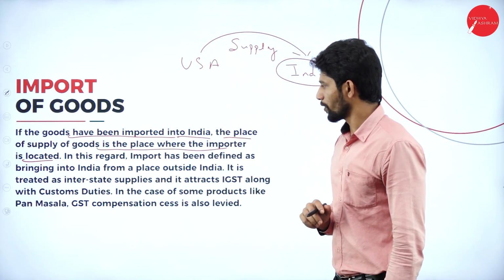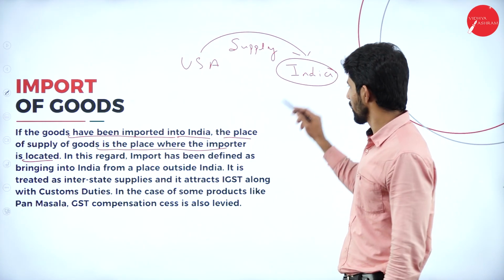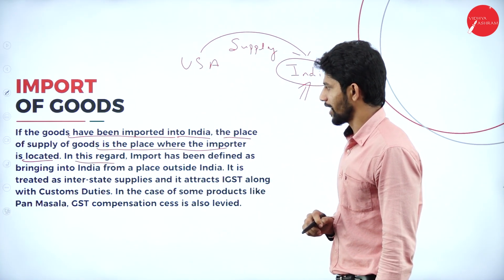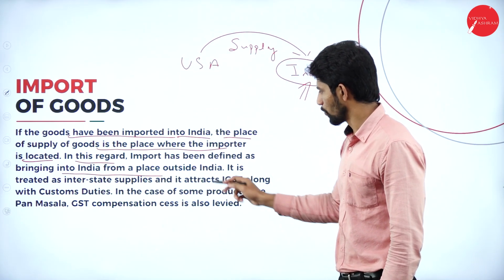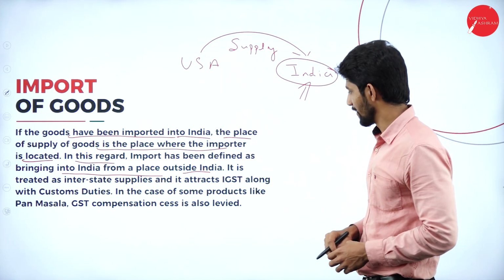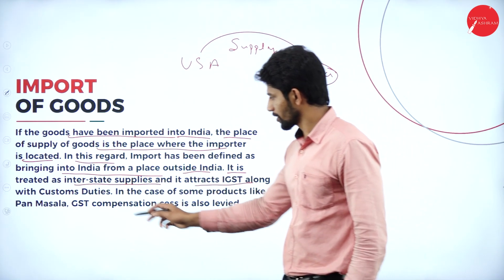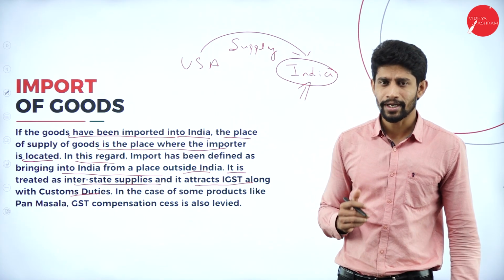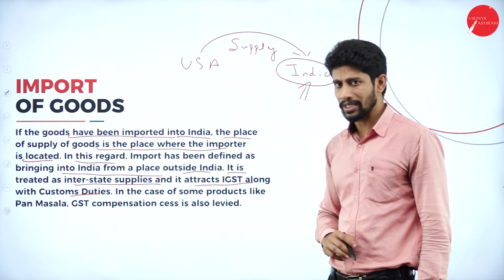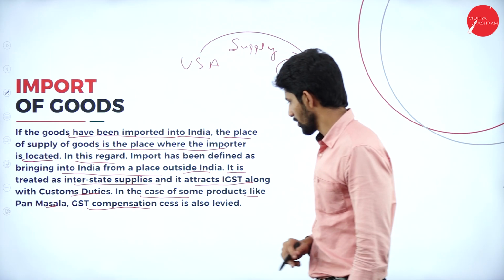So if the goods have been imported into India, the place of supply of goods is the place where the importer is located, and he is located in India. In this regard, import has been defined as bringing into India from a place outside India. We bring the goods from outside India to inside India. It is treated as interstate supplies and it attracts IGST along with custom duties. In the case of some products like pan masala, GST compensation cess is also levied.